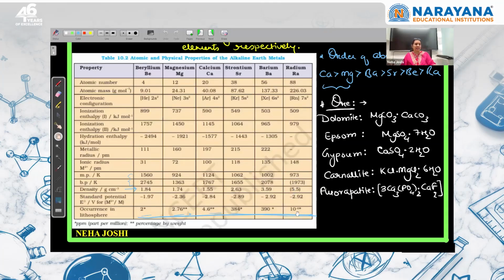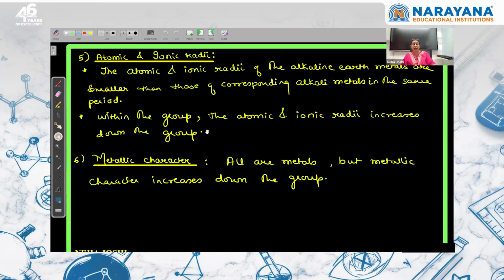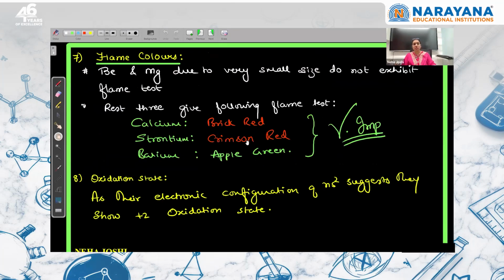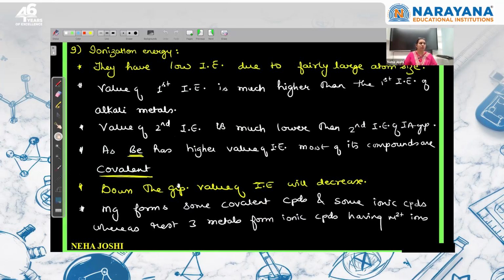It is 10 to the power minus 6 or minus 5 ppm. Its availability is also very, very low on Earth. So calcium is brick red, strontium is crimson red, barium is apple green. These three are important flame tests that you need to remember from this. And of course, we have already remembered from first group the flame tests that you need to remember. Peak oxidation state is +2.